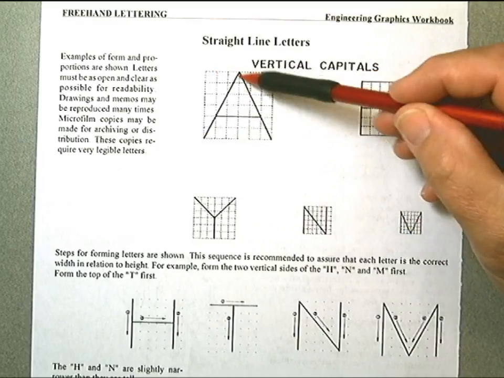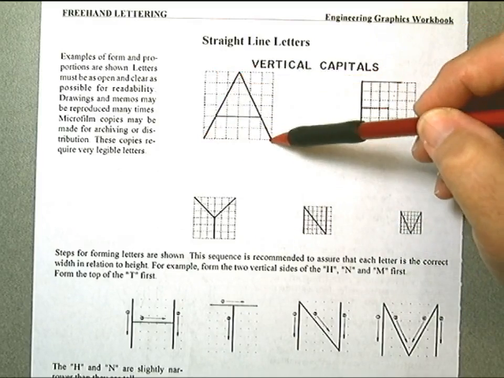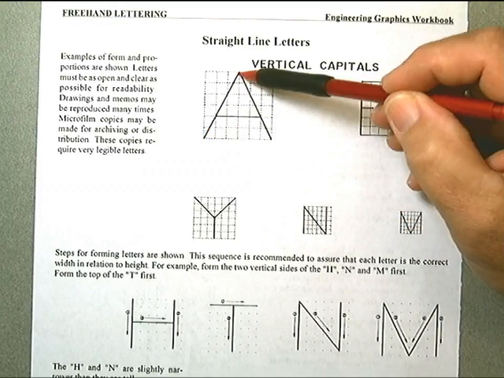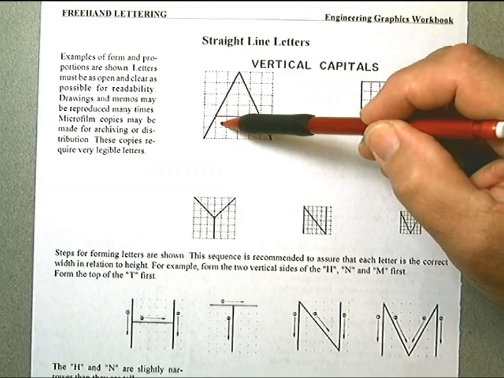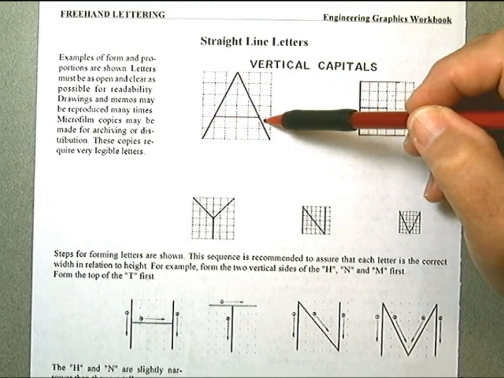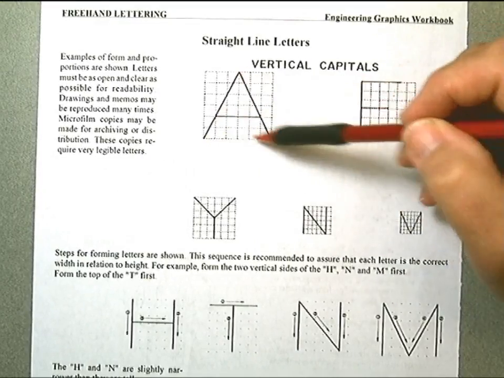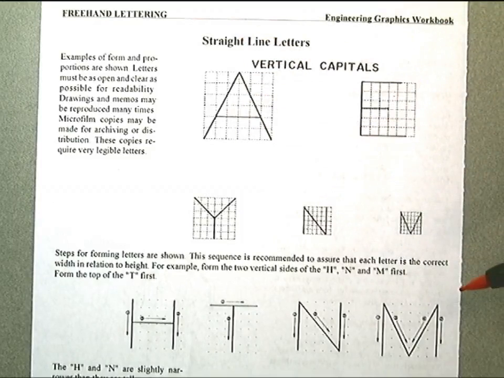All right, and so when you're making the A, it's going to be proportionally made like so. Stroke here, and then 1, 2, about a third of the way up, you make the crossbar, and that is what we call the single stroke uppercase Gothic vertical capital.